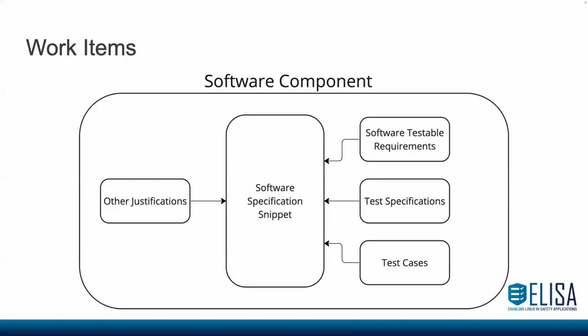Basil will support, as a starting point, the following work items: software testable requirements, test specification, test cases, and other justification. Test specification in Basil is intended to be a description of the test maneuver, and the test case is intended to be the implementation of that maneuver in the real implementation of the test.